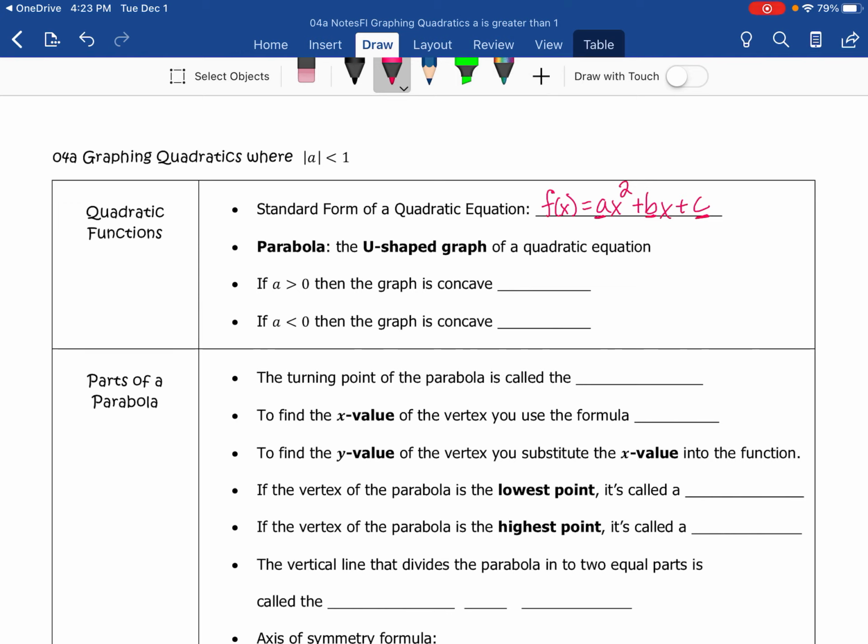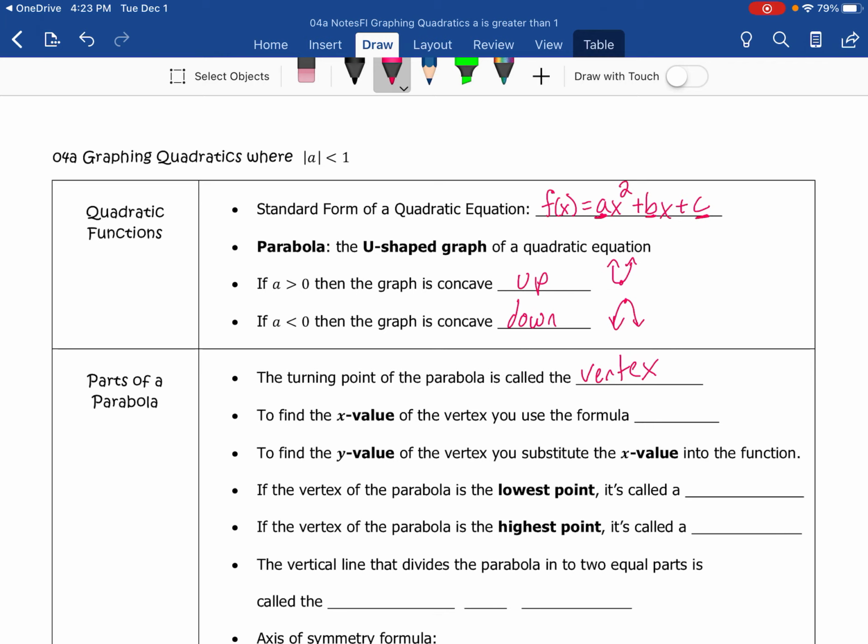So a parabola is a U-shaped graph of the quadratic. If your a value is greater than 0, if it's positive, it's going to be concave up, so your quadratic will look like this. If a is less than 0, then it's going to be concave down, so it's going to look something like this. Okay. The turning point of the parabola is called the vertex.